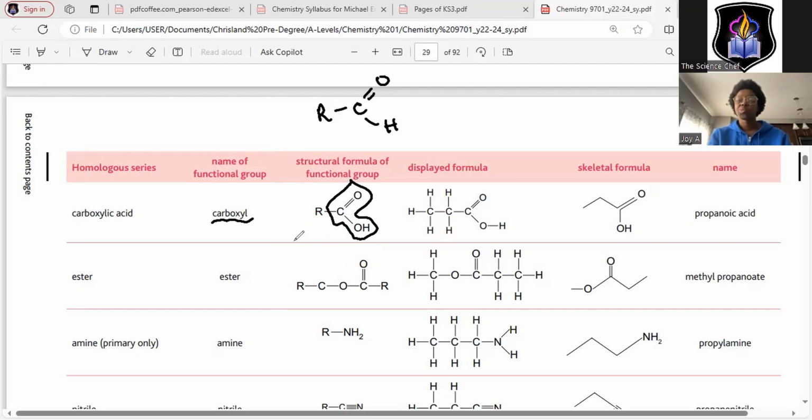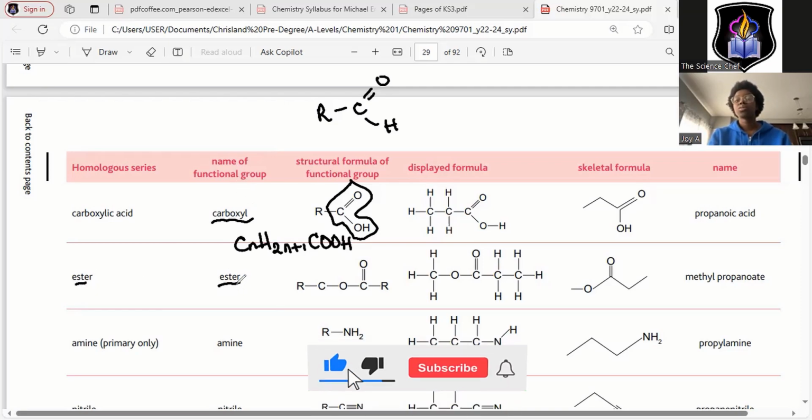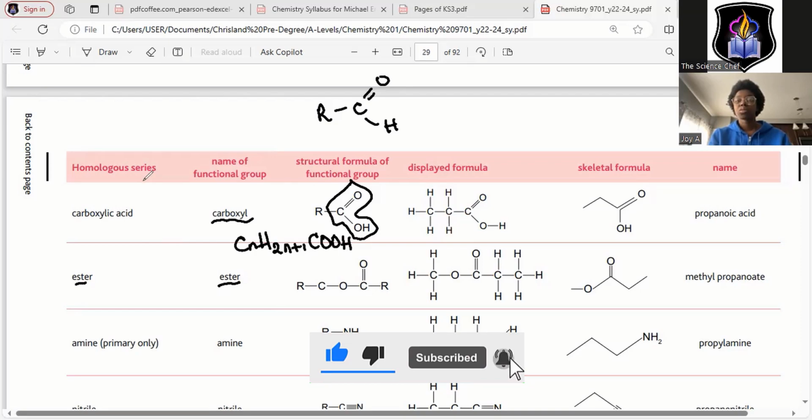That's the functional group. So the general formula will be what? CnH2n+1COOH for carboxylic acids, right? Sure. Good. Now, next is the ester. The ester homologous series is ester. The functional group name is also what? Ester. In carboxylic acids, the functional group is the carboxyl group. Are we together? Yes, sir.